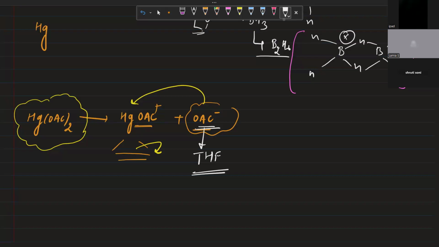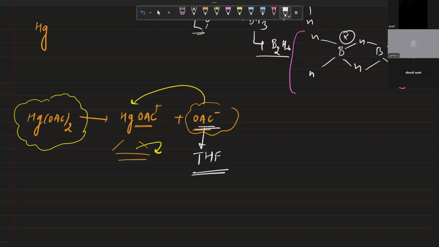I was just asking because THF is a solvent. So it doesn't matter where you put it around the arrow, right? Yeah, that doesn't matter.